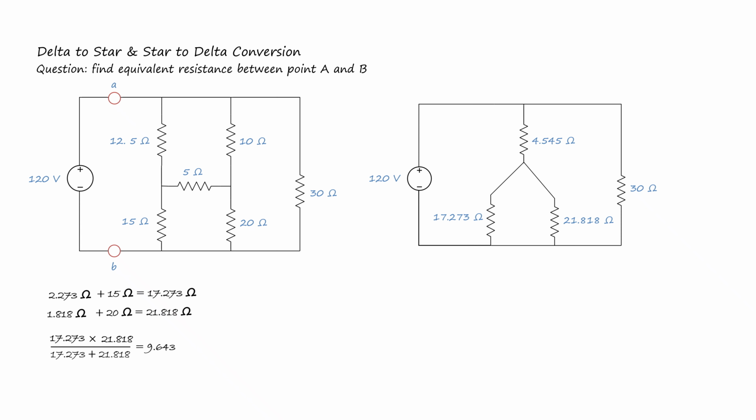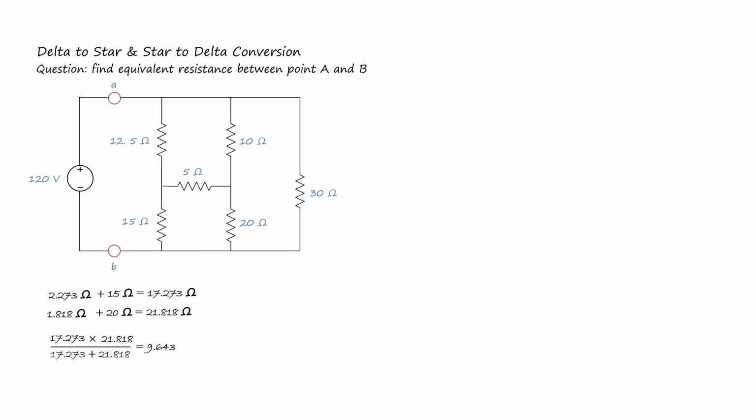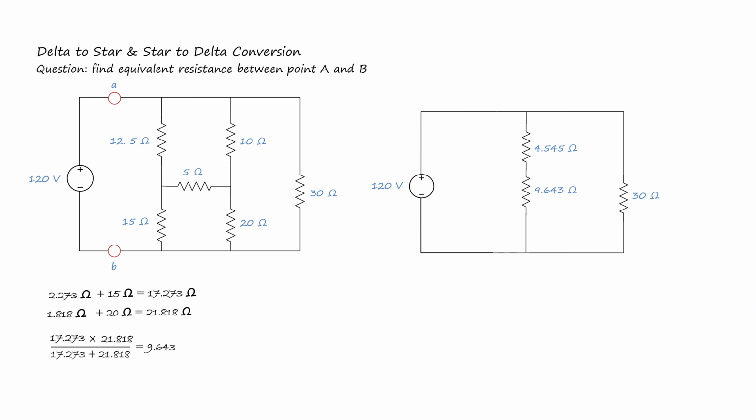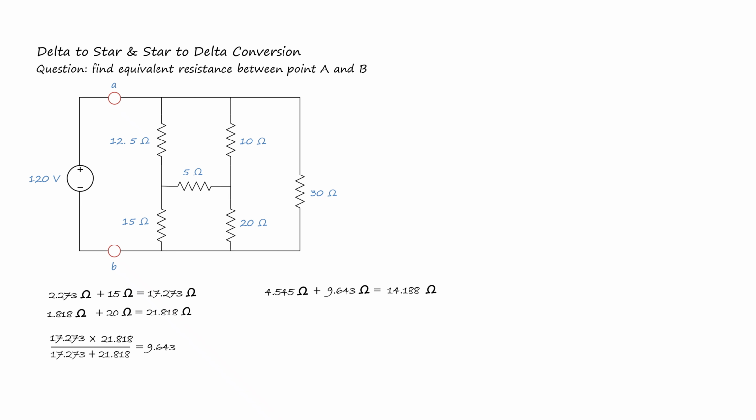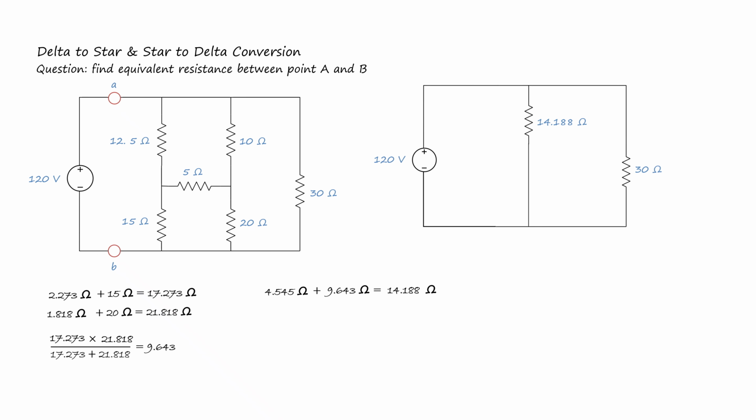After we make it one resistor, the circuit looks like this. These two resistors are in series, so we simply add them: 4.545 ohms plus 9.643 ohms gives us 14.188 ohms. After we simplify, the circuit looks like this.